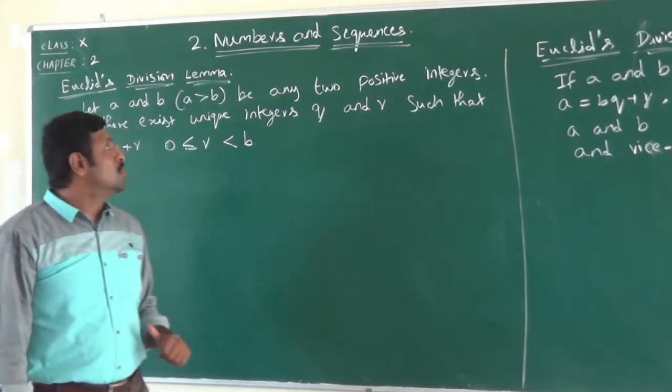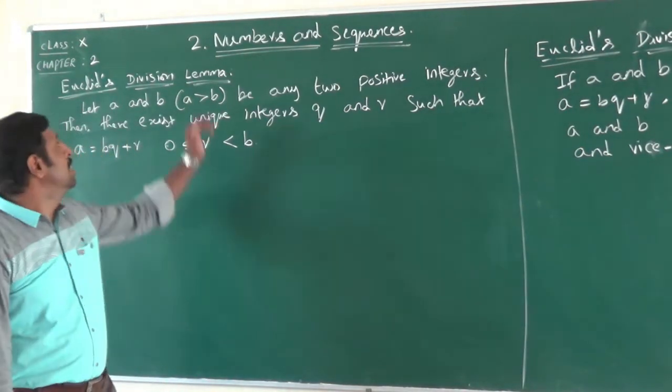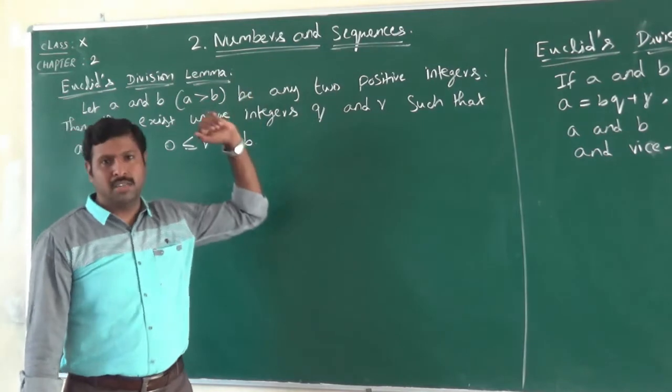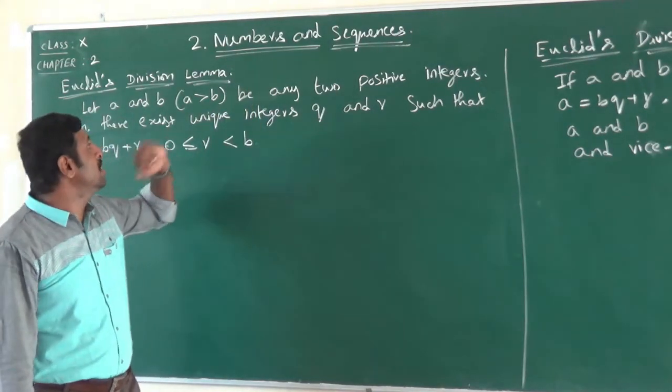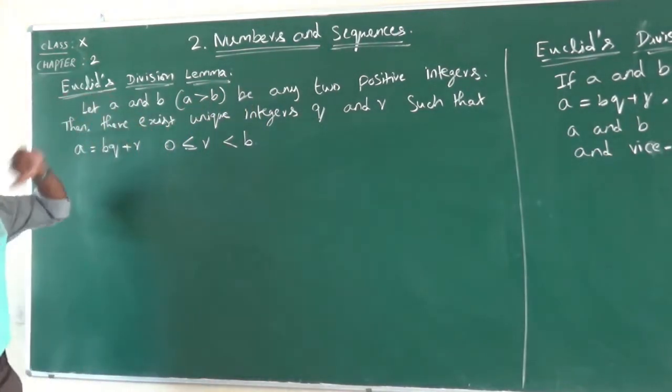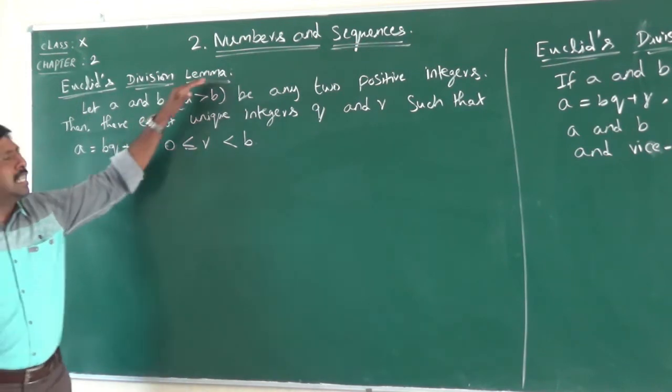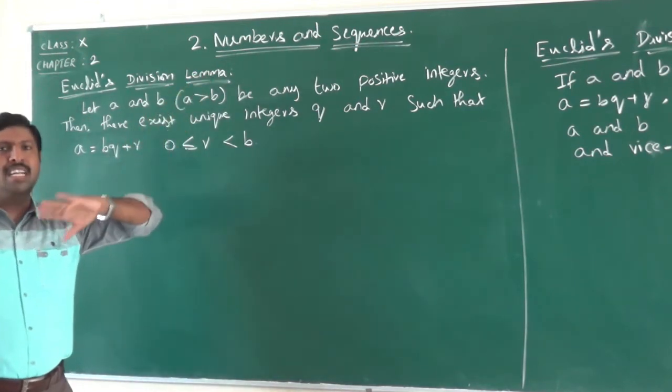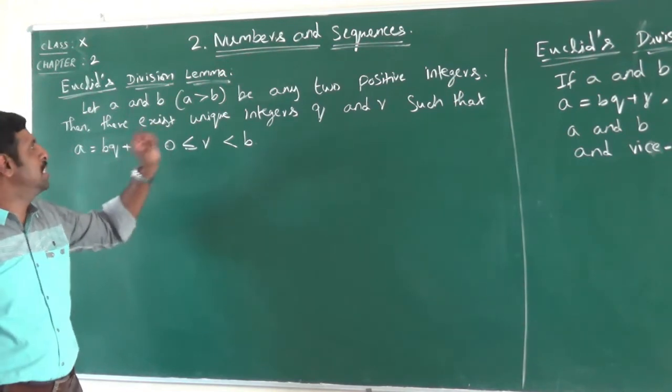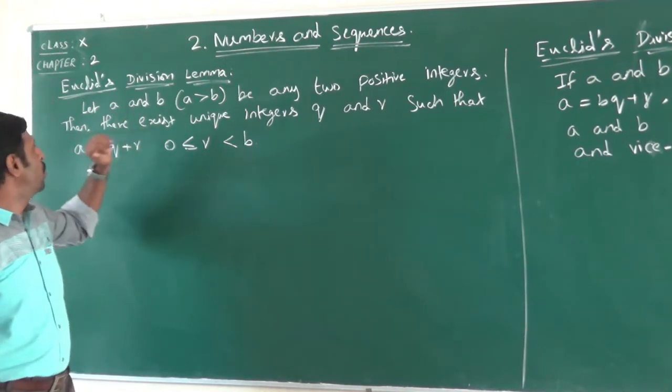Hi students, today we are going to see the class 10, chapter 2, numbers and sequence. In sequence and numbers, here we are going to see the first one, the Euclid's division lemma. Here, the lemma is nothing but a mini statement or a mini theorem. Let's go through the theorem.